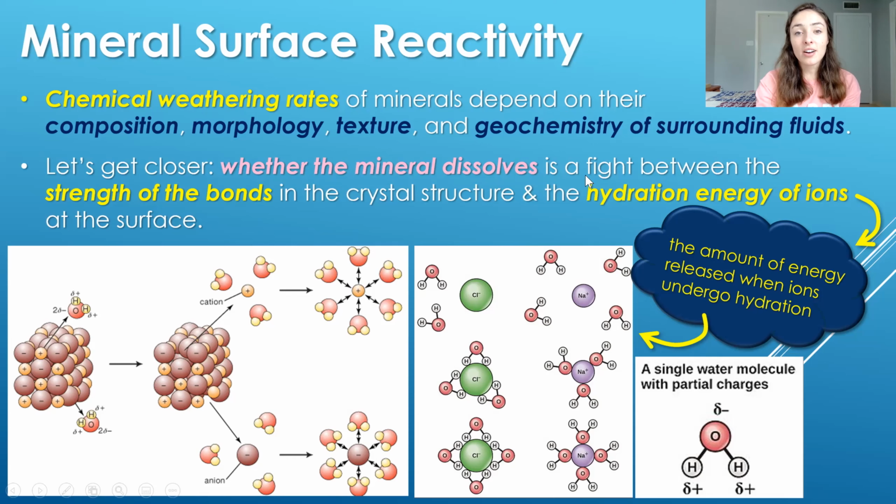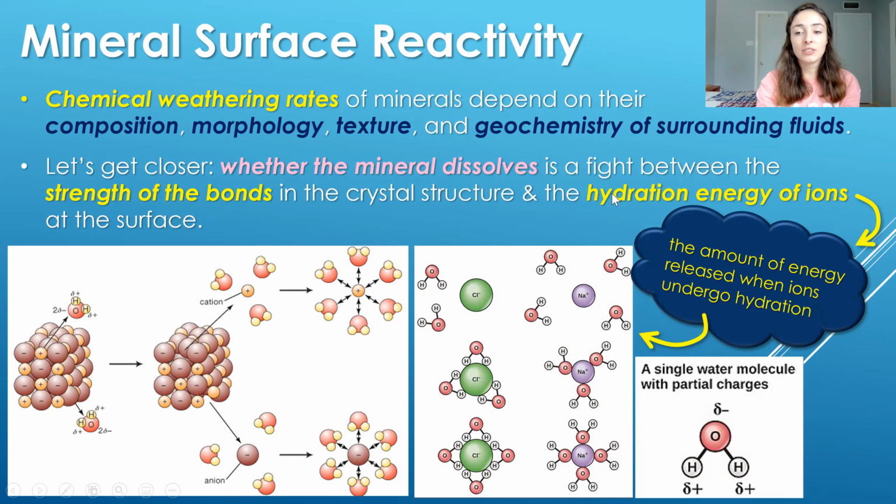But if we look at this on a more zoomed in level, when we're actually talking about the atoms and the molecules making up the crystal lattice of the mineral in the rock, then we can see that whether the mineral dissolves is really a fight between the strength of bonds in the crystal structure as well as the hydration energy of the ions at the surface of the mineral. So what does this mean? Well, the strength of the bonds in the crystal lattice is pretty straightforward.